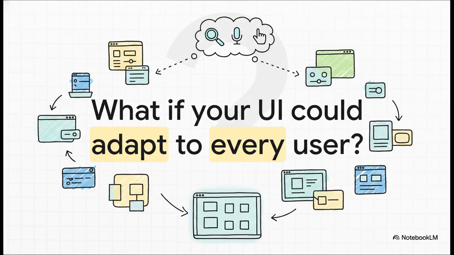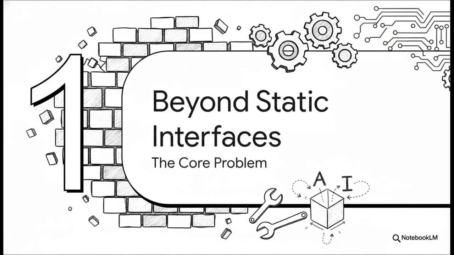So what's the alternative? What if we could flip that script? Imagine, instead of hunting and pecking through menus, a user could just say what they want to do, and the interface would literally assemble itself right on the fly to help them do it. That's the radical idea we're digging into today. To really appreciate this shift, let's quickly talk about the limits of that one-size-fits-all world we've been living in.